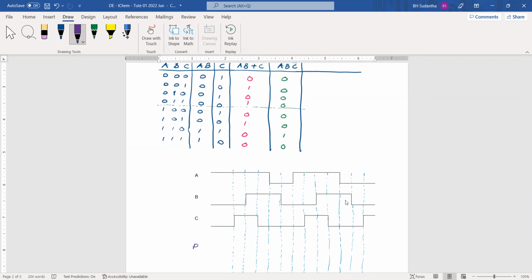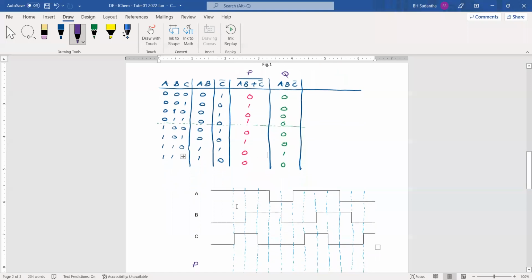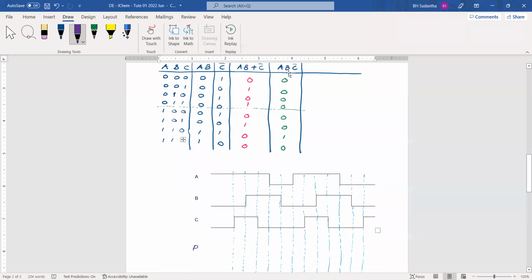Okay, now this one is A1, B0, C0. During that time, this is P, and this is Q. Then we can draw P according to this column output.